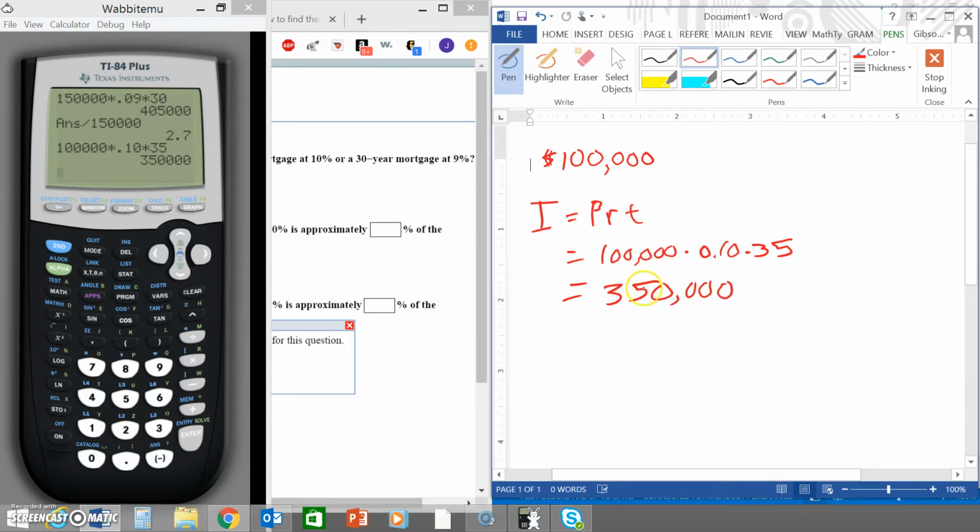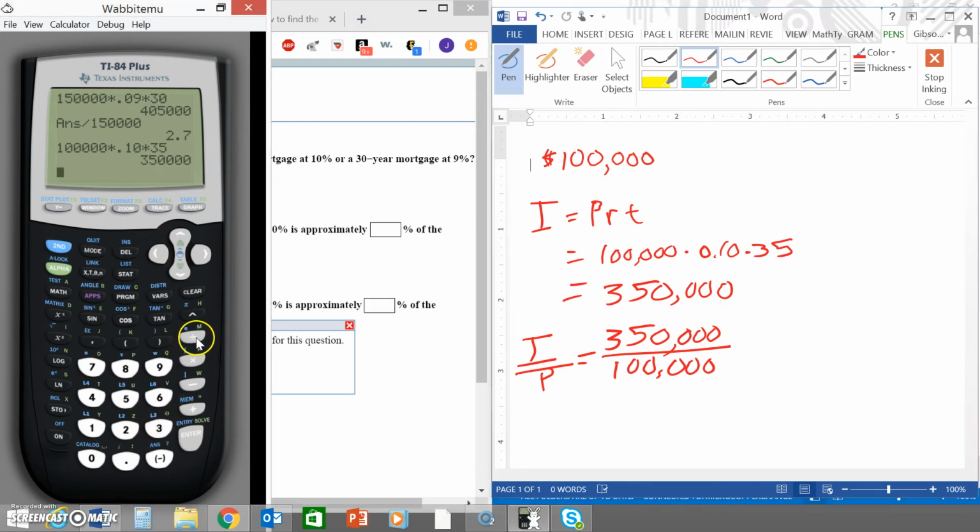Now we want to know what percent of the principal this interest was. So we would take the interest, which is 350,000, and divide it by the principal. So I could do it like this. Interest divided by principal. And this principal here is 100,000. Now we would take our calculator. We add 350,000 divided by 100,000. And that would give us 3.5.